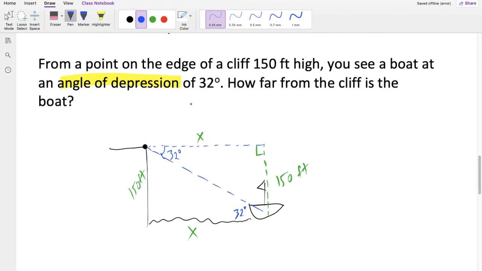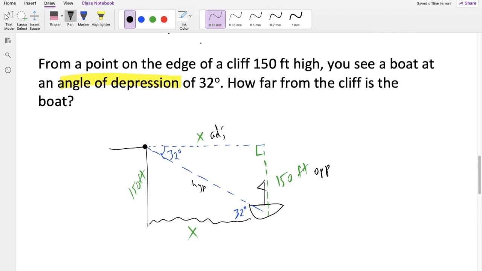So if I'm looking at this, I'm going to label the words opposite, adjacent, and hypotenuse along all of this. So I'm going to look at this top triangle that I've made. I know that this x is going to be the adjacent side because it's touching the angle that I know. This 150 would then be the opposite. And the side opposite the 90 is your hypotenuse. So the long leg is your hypotenuse.